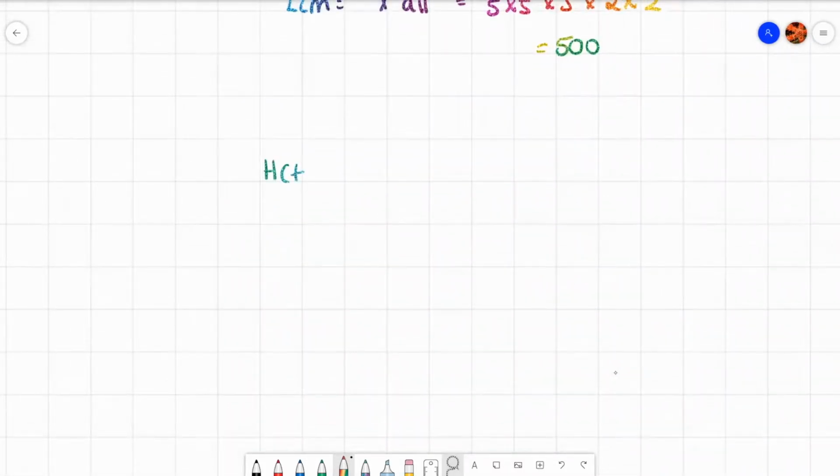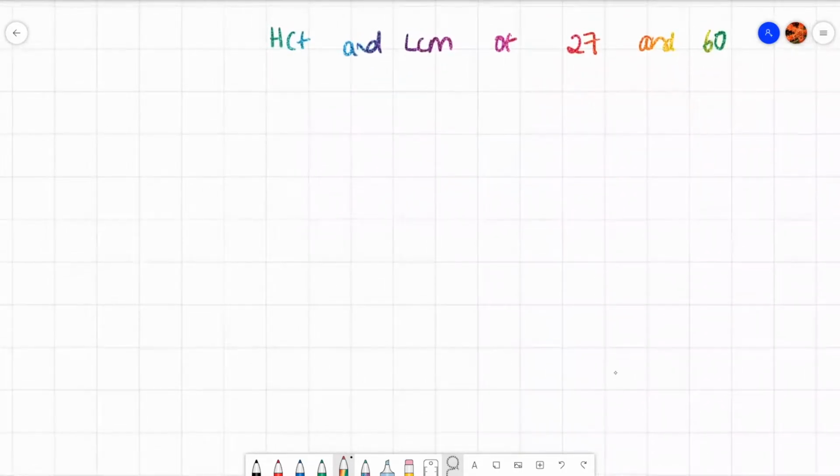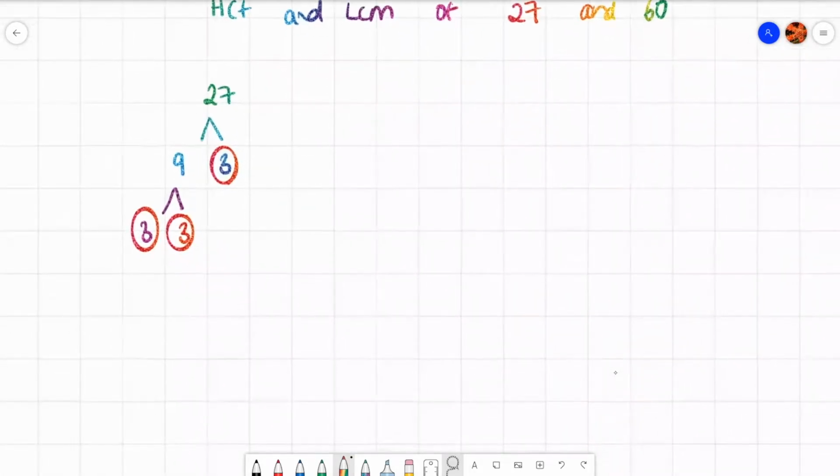Highest common factor and lowest common multiple of, let's change the numbers this time, 27 and 60. So 27 split up into 9 and 3. 3 is prime, circle it. 9 is 3 and 3. So we circle it because they're both prime. We cannot split them up any further. 60 on the other hand, 6 and 10. And 3 and 2. Okay.